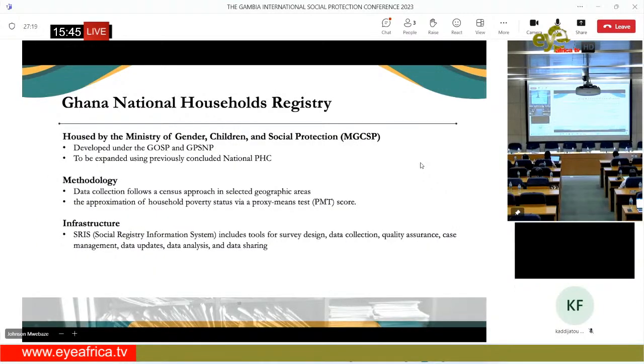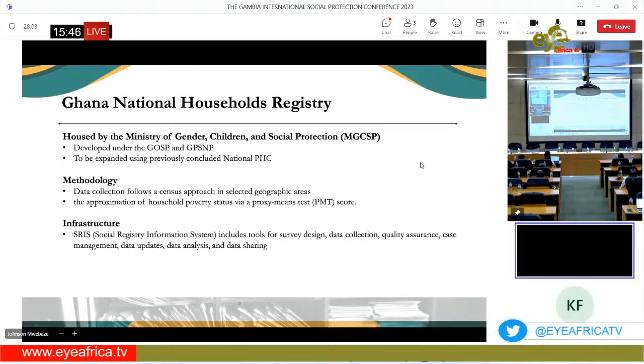So if I may talk in depth about the GNHR and the Liberia household registry, I think my colleague Phil will talk about the Gambian National Registry more. First of all, every time you want to build a registry, it must be housed in an institution in the country. You also discuss how you're going to collect your data, how you're going to assess your households, and of course, you must have infrastructure. So for GNHR, and I think also for Liberia, it's housed under the Ministry of Gender, Children and Social Protection, and it was developed under bank-funded projects, a project called GSOP, and the other one was the Ghana Productive Safety Net Program, which is currently ongoing.